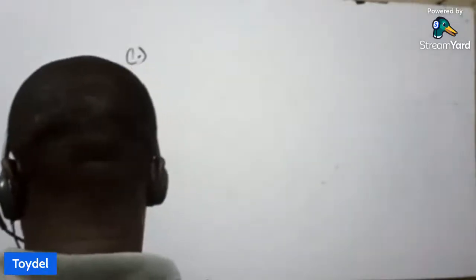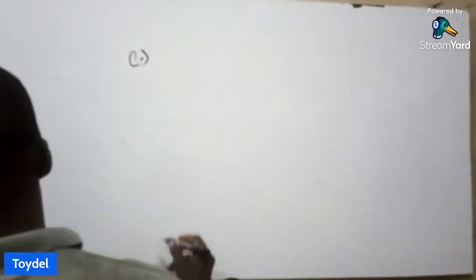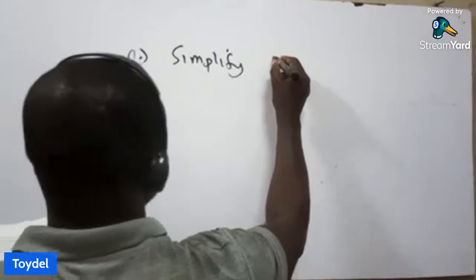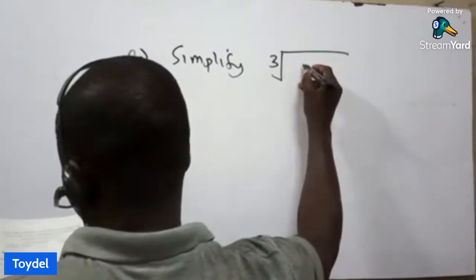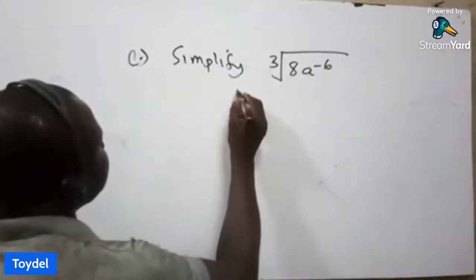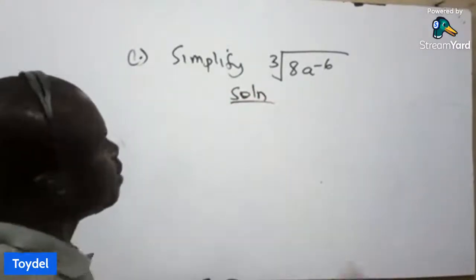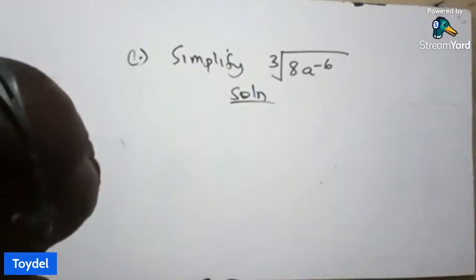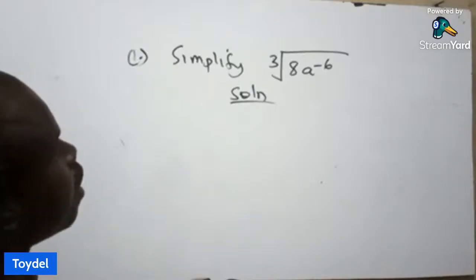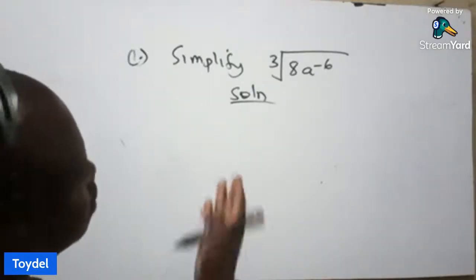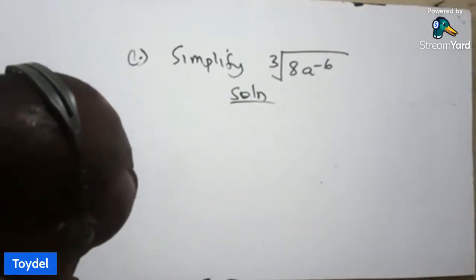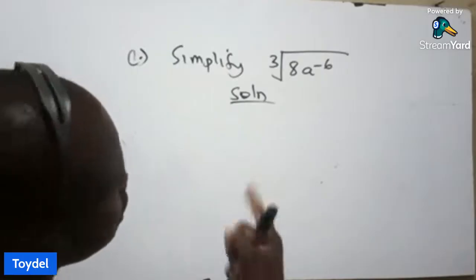Like this first question now, the question says we should simplify the cube root of 8a raised to the power minus 6. This type of question does not really require much calculation. Looking at this question, you should be able to guess the answer. If you are very versed with the laws of indices, you should know that this will be 2a raised to the power minus 2. That is 2 all over a squared. That will be the answer.